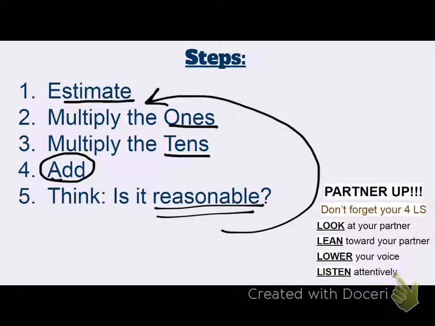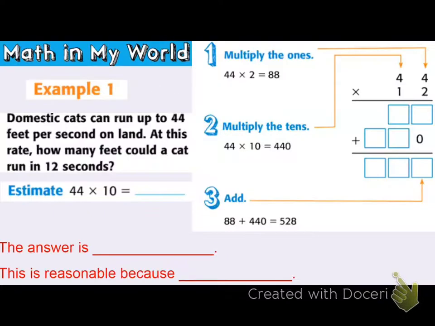So again, we'll estimate, we'll multiply by the single digit like we did yesterday. Then we'll multiply by that double digit, that tens place. Put those values together by adding, and then finally check our answer. Does it make sense?